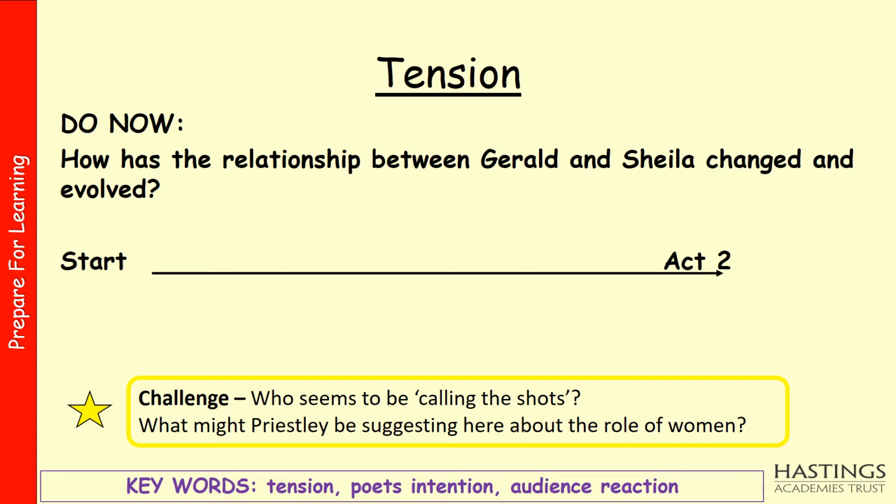For the challenge, I want you to think about who is calling the shots and what Priestley might be suggesting here about the role of women. You can do this as a timeline, or you can do this as a small paragraph if you wish. So just pause the video here and do it now for 5 minutes.